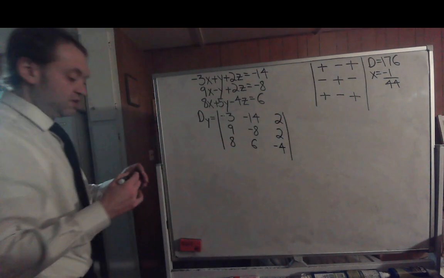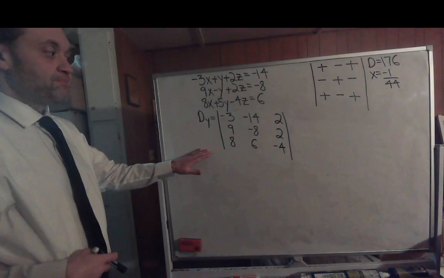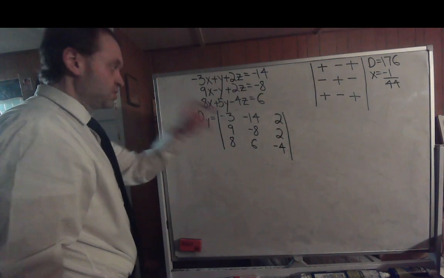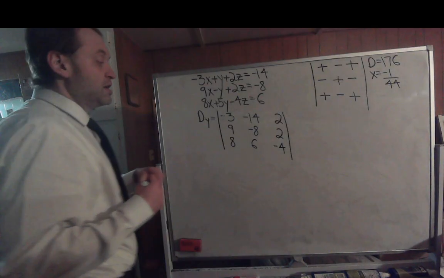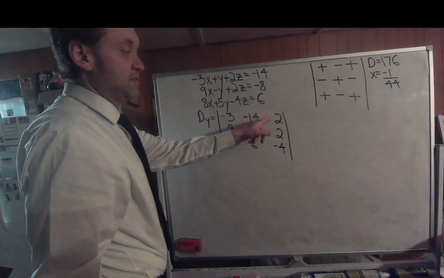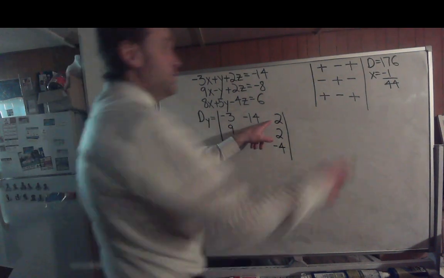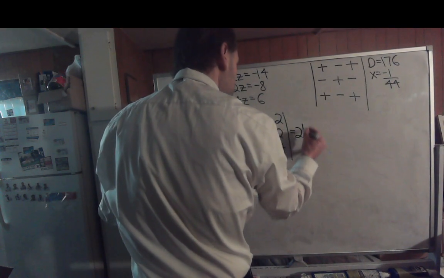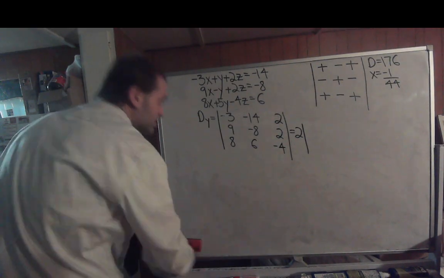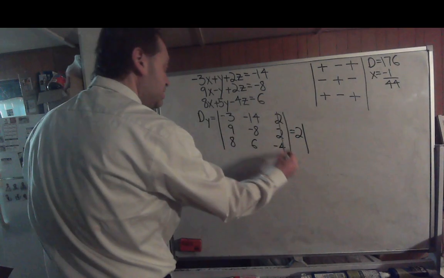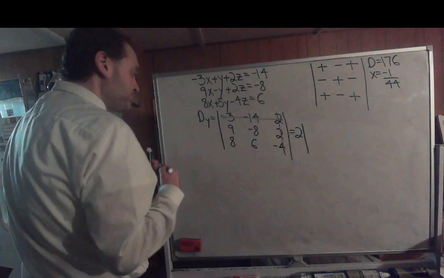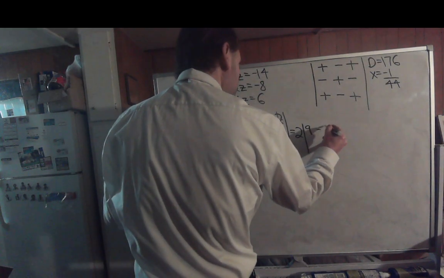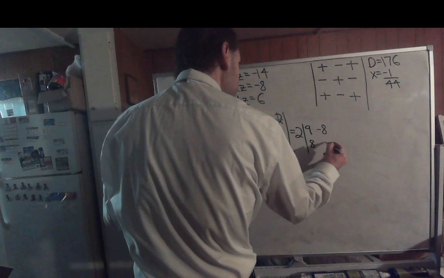Alright, so there's your resulting determinant for d sub y. I like the look of the third column the best because it has the smallest number. So let's work with the third column this time. First entry of the third column is a positive 2, and according to my coefficient matrix, I need to do positive 2, so that'll be 2 times the resulting determinant of whatever's left over when I strike out the third column in the first row. So my resulting determinant is going to be 9, negative 8, 8, and 6.